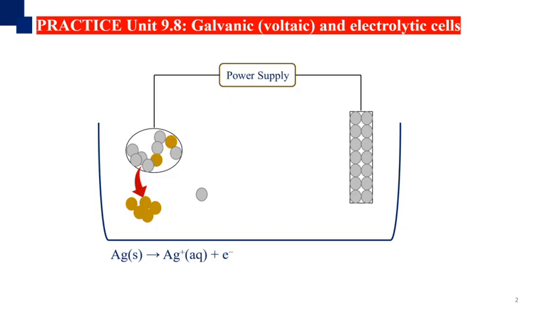So the oxidation half reaction at the anode looks like this. Ag solid becomes Ag plus 1 aqueous plus electrons. So the silver atom loses electrons and becomes silver ions in the solution, as we have here.